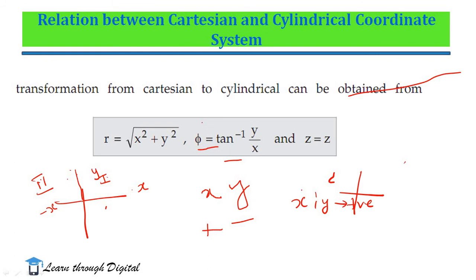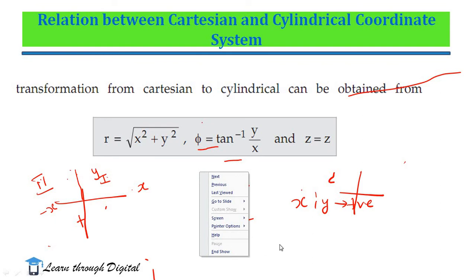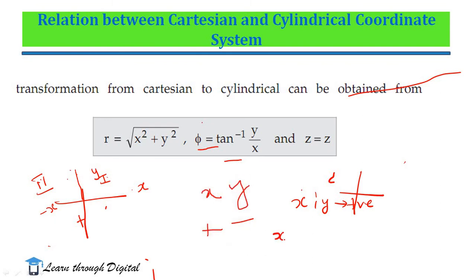And phi must be within plus 90 degree to 180 degree. With x negative and y positive, phi is lying from 90 degree to 180 degree, that is, within minus 180 degree to minus 270 degree. Say for example we consider x equal to minus 2, y is equal to 1.